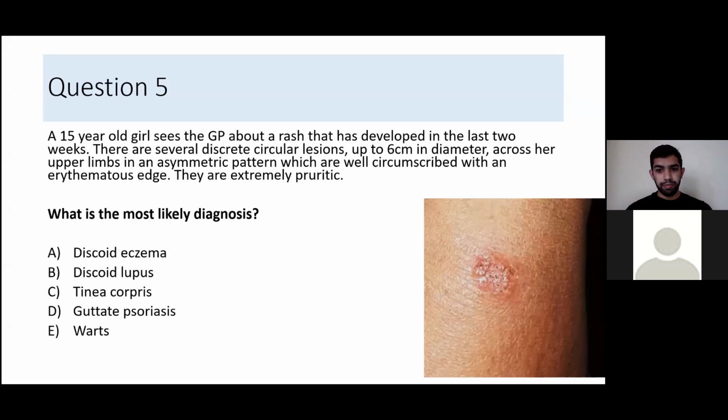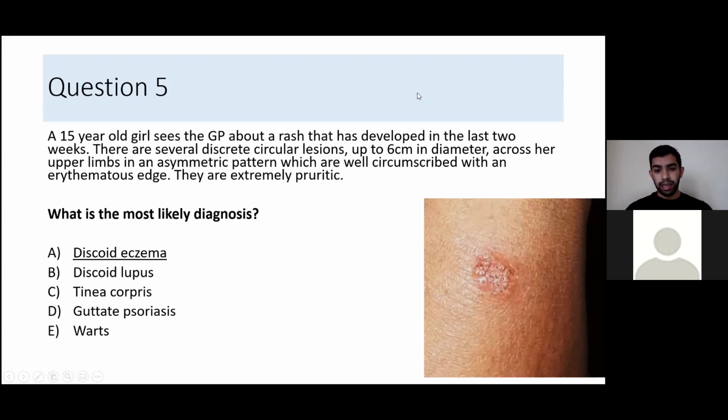So 45% of you have gone for option A, 27% for option C, and then roughly an even spread for all the other options. So yeah, the correct answer here is discoid eczema, okay? And the key things that give this away are the fact that there are multiple lesions of a similar nature. They're circular, of a discoid shape, and that they're very pruritic, okay?